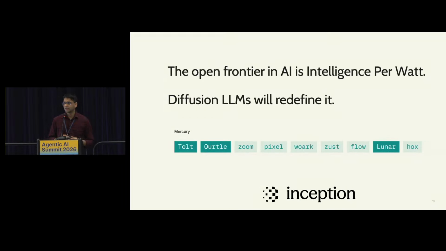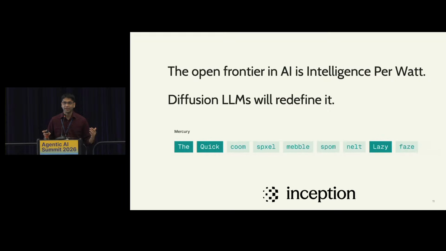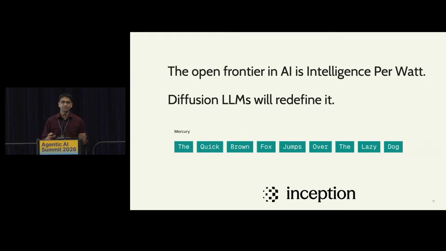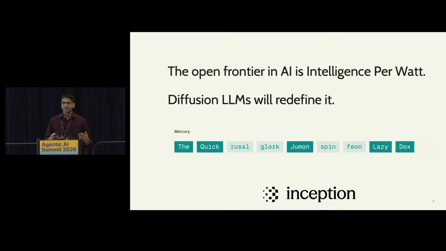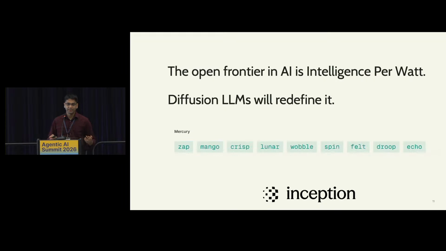And I would end with this slide where if you think about the frontier of intelligence, we have reached a point where we have extremely good intelligence for a lot of applications. But now what's really important, as we build value for everyone around us, is to think about the new currency of intelligence per watt. And diffusion LLMs seem like a really good bet to redefine that frontier.